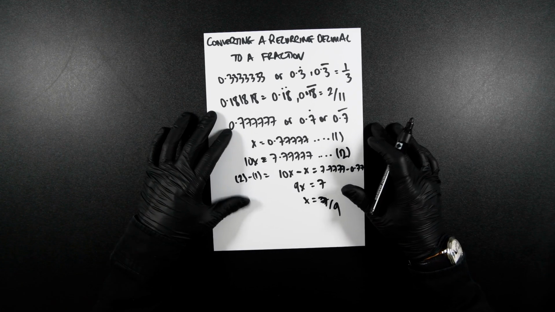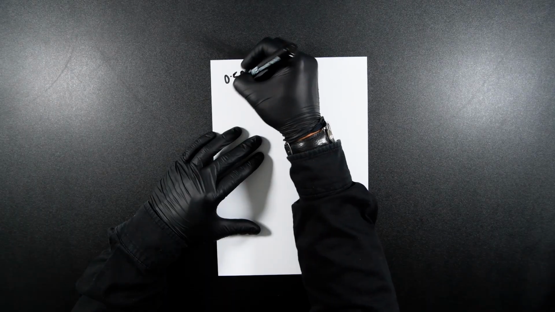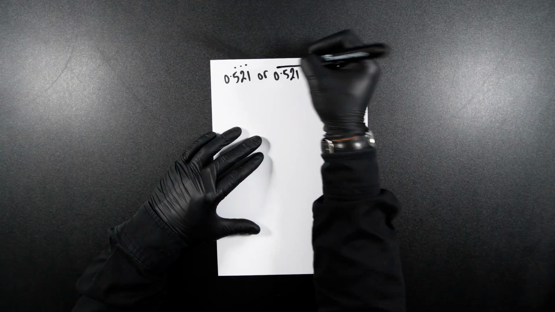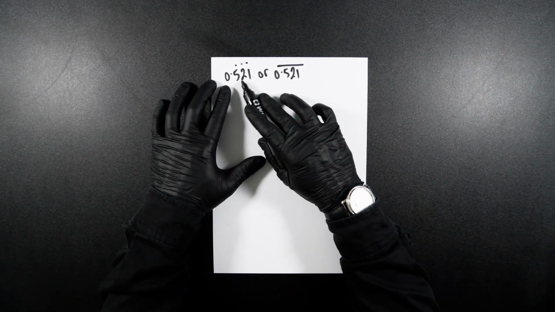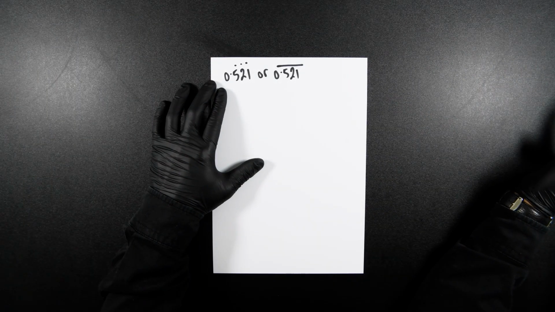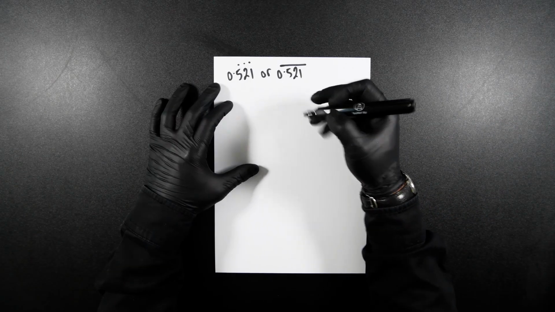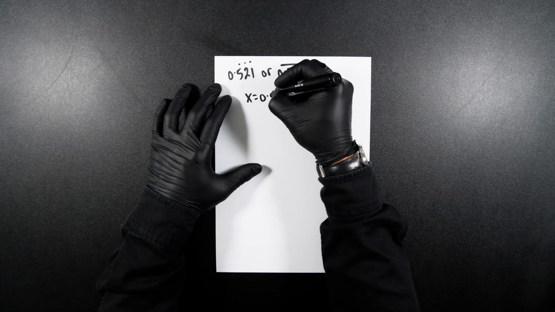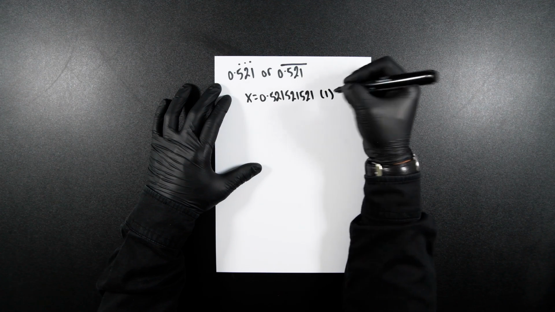But anyway, let's make it a little bit more complicated. All right, you got 0.521. Oh God, why am I catering for the Americans? We're not going to do that. Anyway, so what does that mean? That means it's recurring 0.521521521521521521 and so on. So this is a bit different to what we had before. So you do the same thing again. We'll do x equals 0.521521521, and this is equation 1.